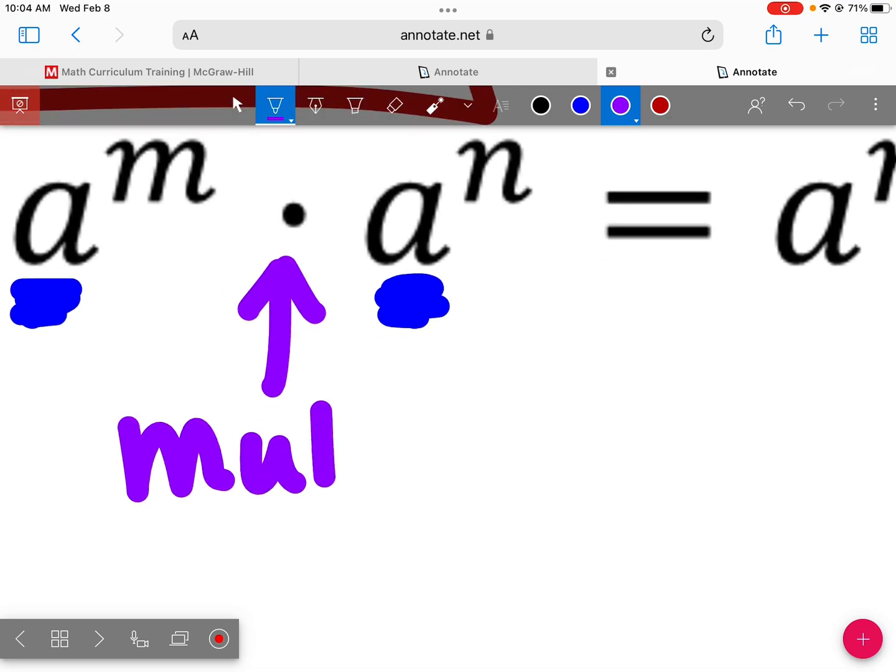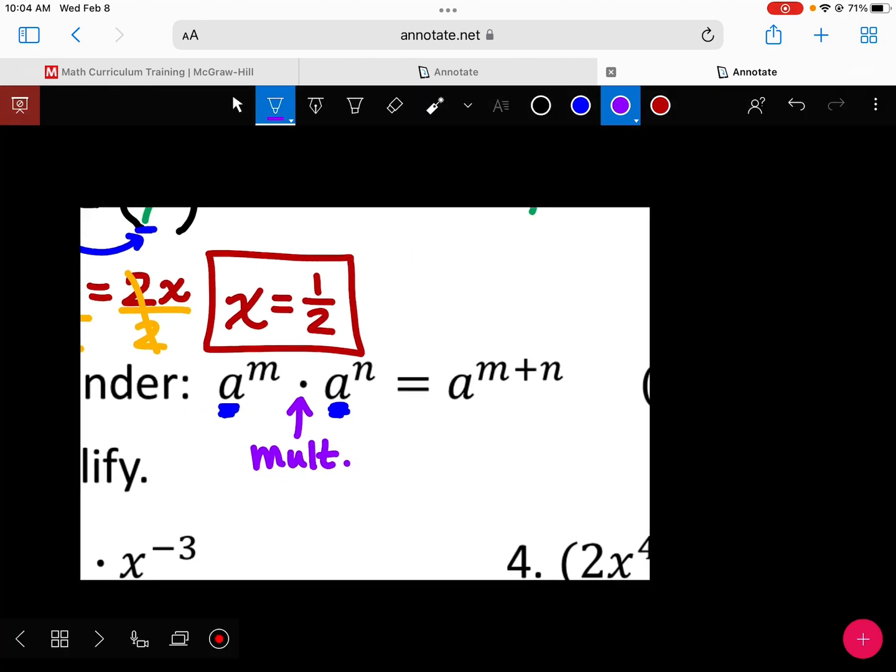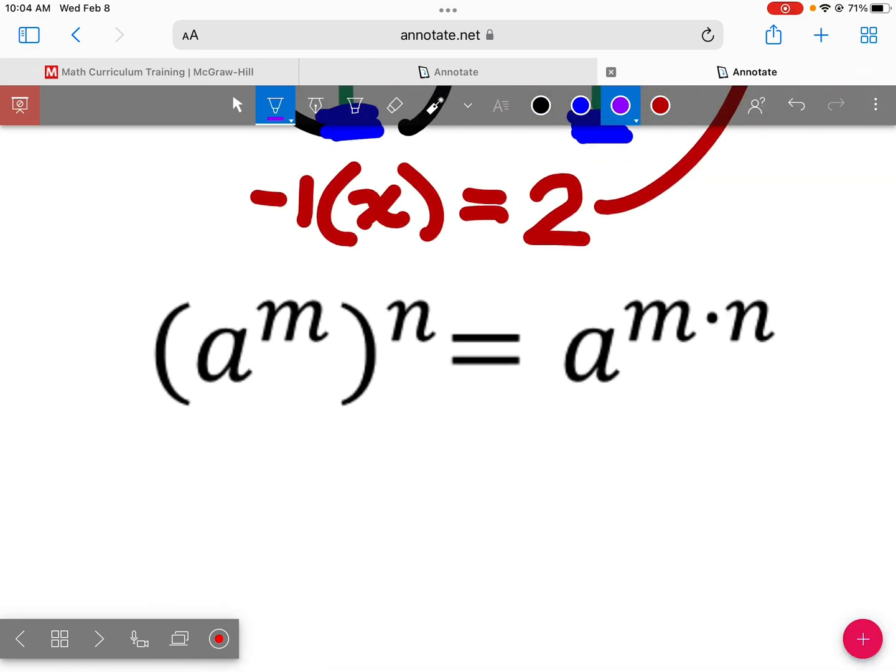Multiplication is between them. What do we do with the exponents? We add them. We've looked at this one before. When I have an exponent inside the parentheses and an exponent outside the parentheses, what do I do with those pieces? Multiply them.